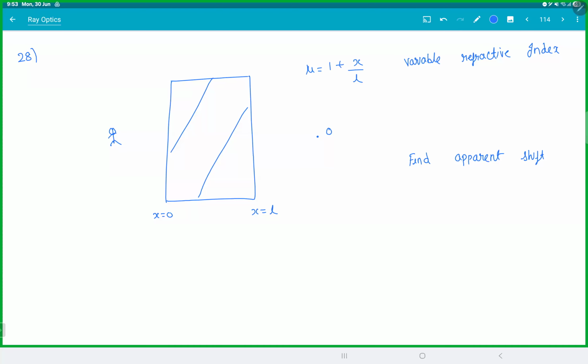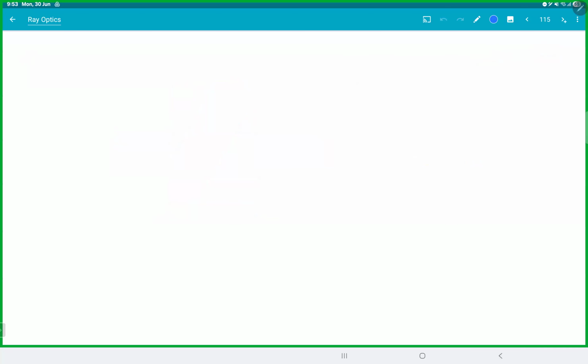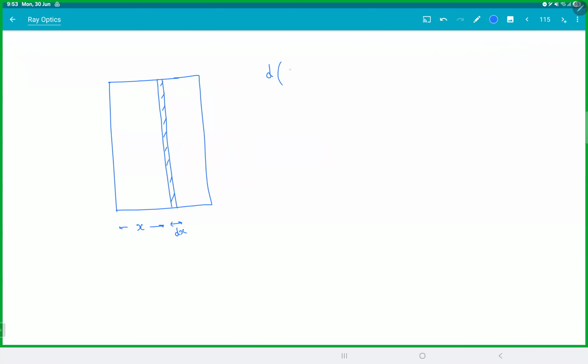No Aditya, it's right. See, at a distance x, take a thin slab dx. The shift is so small, so d shift will be, the formula is t into 1 minus 1 by mu, where t is the thickness of the slab. So dx is the thickness of this thin slab. Shift will be 1 minus mu outside is 1 by mu slab, which is 1 plus x by L.